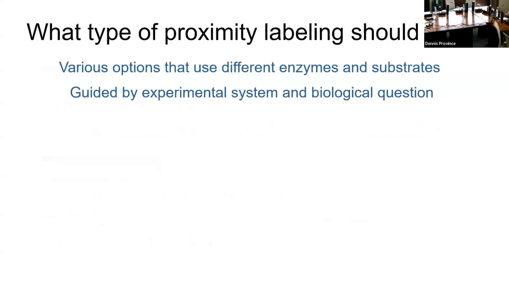Okay, so then the next question you might get, and this really is not a question you should get, because the people who are asking you to do the experiment should read a few review articles and figure this out themselves, is: what type of proximity labeling should I do? I'm not going to go through the various versions of it. There are options where you use different types of enzymes or substrates, and it should be guided by the experimental system and the biological question that you happen to work on.